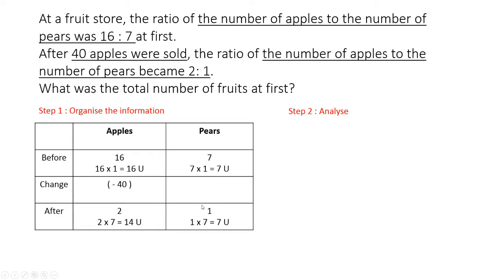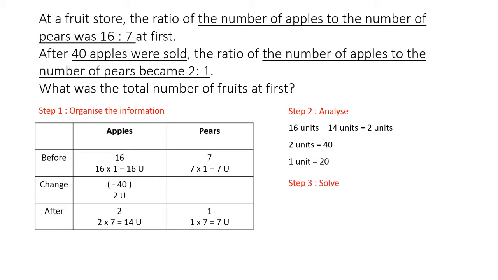So the next step will be to find the number of units that's representing the apples that were sold. So before, we have 16 units of apples. After selling, we have 14 units of apples. So 16 minus 14, that gives us 2 units. 2 units represents 40 apples. To find 1 unit, we simply take 40, divide by 2, and we'll get 20.